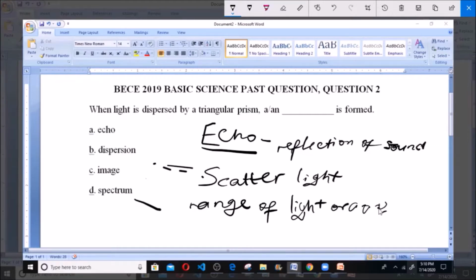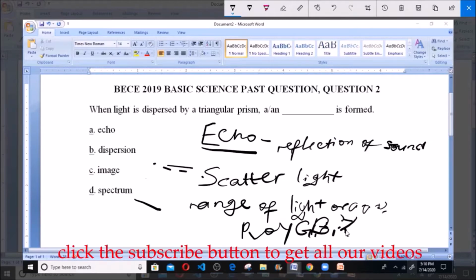We know these colors. The red, the orange, the yellow, the green, the blue, the indigo, and the violet. So these make up the spectrum. So when light is dispersed by a triangular prism, a spectrum is formed. So from these options, our answer is D. So our answer is spectrum.